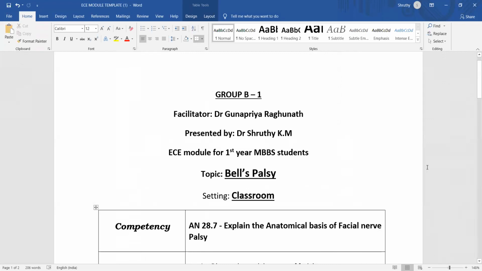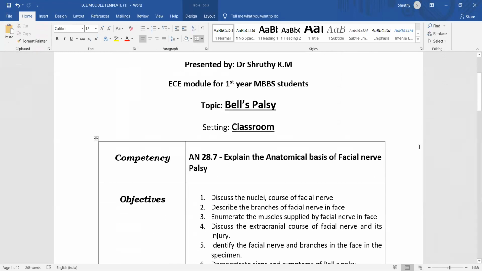So, representing group B1, for our facilitator, Dr. Gunapriya ma'am, I am Dr. Shruti, presenting regarding the ECE module for first year students on the topic Bell's palsy, and our setting is going to be the classroom setting. So regarding a competency pulled out from the curriculum itself, competency AN 28.7, which is explain the anatomical basis of facial nerve palsy.